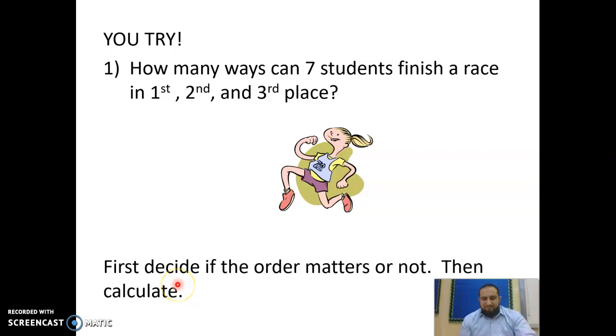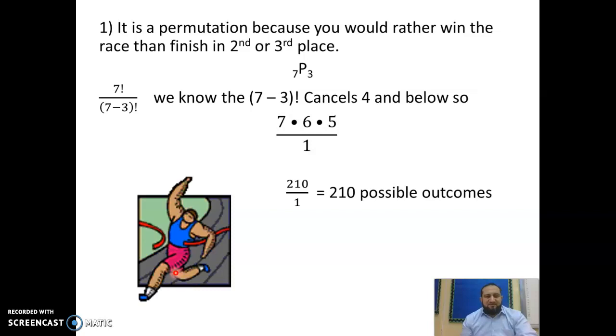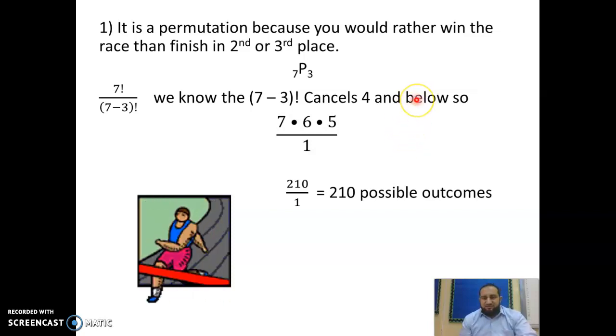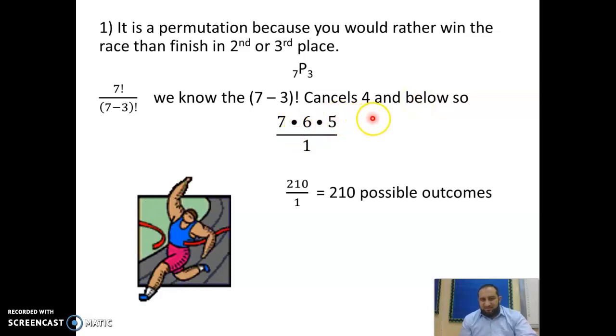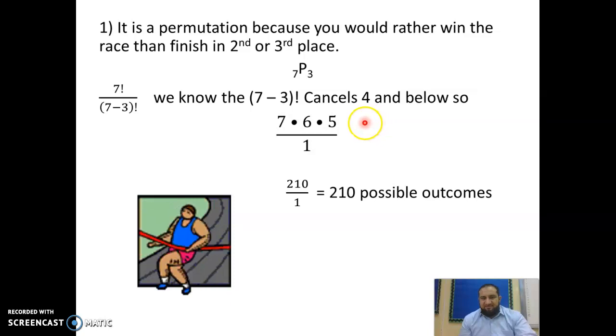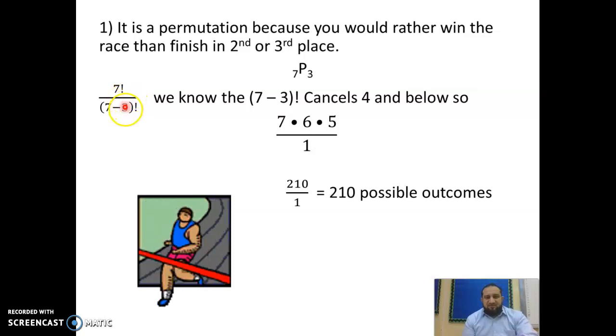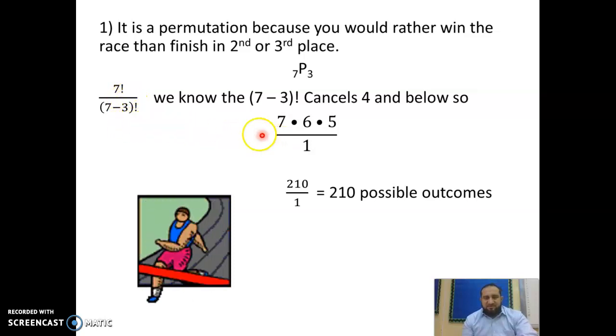Yeah, so you decided. Okay, so it is a permutation. Why? Because you would rather win the race than finish in the second or third place. So 7P3: the total number of people is 7, and for first, second, and third place, that means 3 places we are going to decide. So 7 factorial over 7 minus 3 factorial.